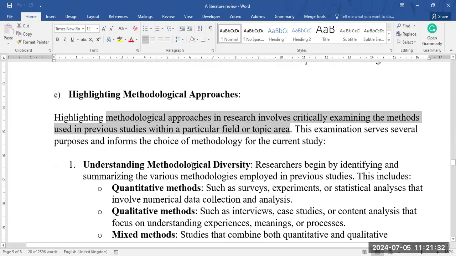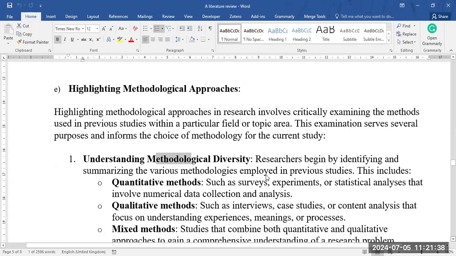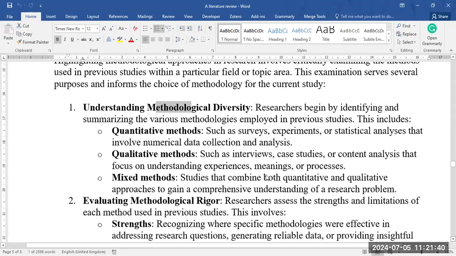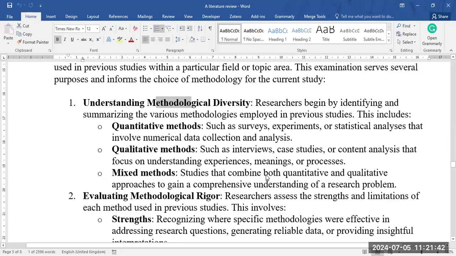So here you see understanding methodological diversity, the different methodologies available. Researchers begin by identifying and summarizing the various methodologies employed in previous studies. These include quantitative methods, such as surveys, experiments, statistical analysis, and that involves numerical data collection and analysis. That also we discussed.